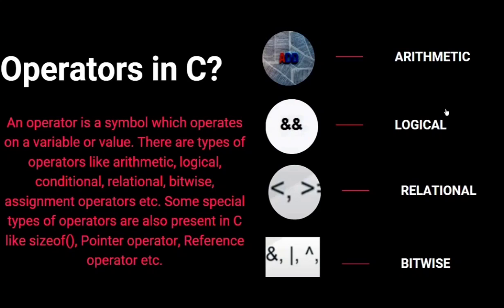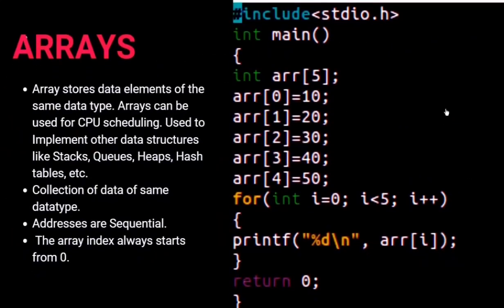There are some special operators available in C, which is the sizeof operator, which returns the size of each data type. Then the pointer operator, and then the reference operator. Moving on.